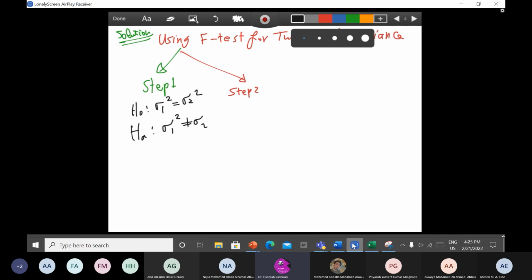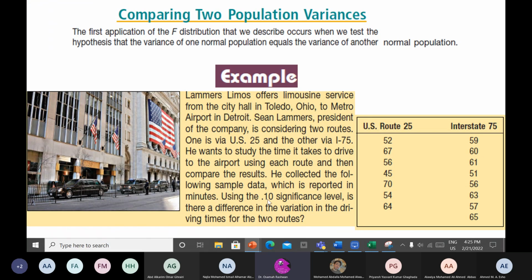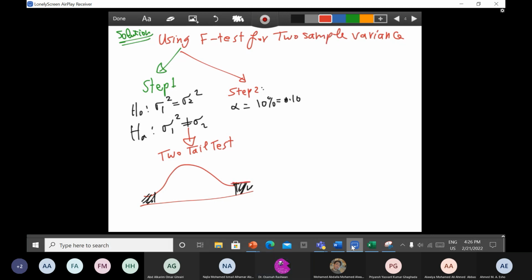In step 2, I have to determine alpha. Alpha equal to what in this question? I catch it from my question here. It's also 10%, right? So alpha is 10% or 0.10. From the alternative hypothesis, I have to decide that if I have not equal, so it will be a 2 tail test, right? So in this case, remember you have 2 tail tests. So I have 2 critical values in this case.